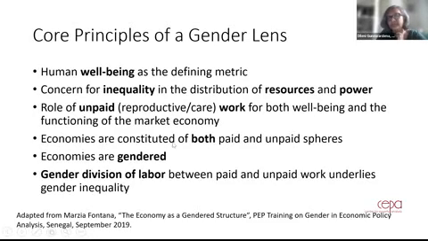And the idea that economies are constituted of both paid and unpaid spheres. The idea that economies are gendered, and that this gender division of labor between paid and unpaid work underlies gender inequality. I've taken this from Marzia Fontana's slide from the PEP training on gender in economic policy analysis. This was the forerunner to the online course that Indika spoke about when she introduced me. I'm using this with Marzia's permission.